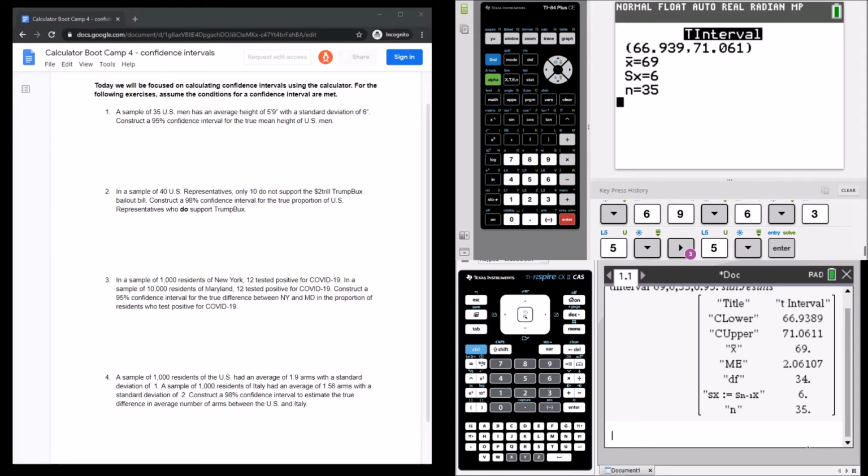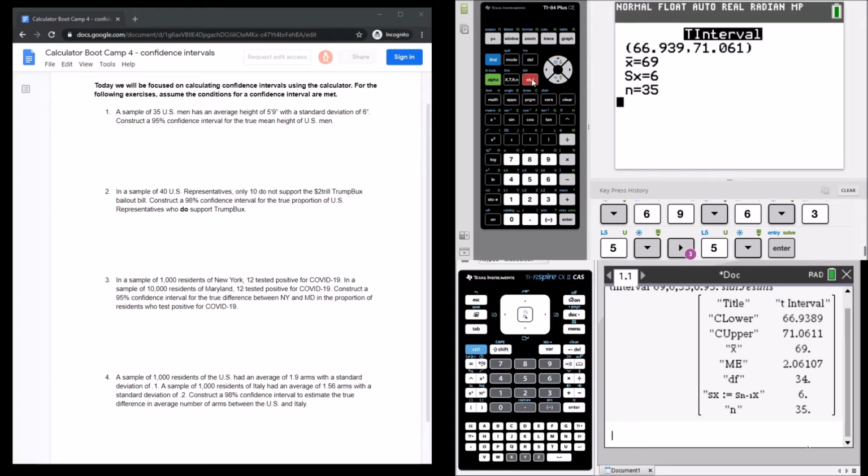Let's assume that our conditions are met here. I think the 10% one is just barely met. We also have 10 failures and 30 successes. And we can assume that this sample is probably random. So let's get into this on the 84.